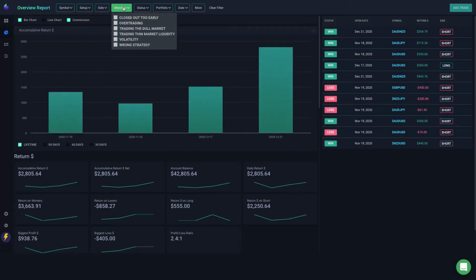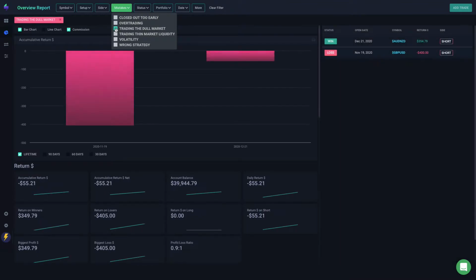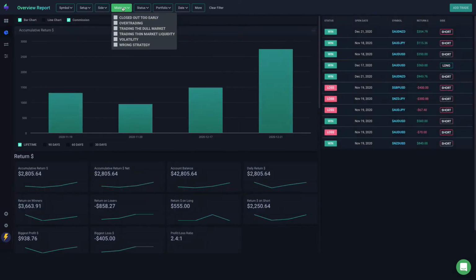I also like the fact that I can do things by mistakes. So let's say I choose trading in a dull market, then it will tell me these are the losses that I got trading in a dull market. So the idea is to keep track of how well I'm doing, how poorly I'm doing, and what things are really causing a lot of trouble. Because, as a trader, we want to embrace our strengths, but also start cutting down on our weaknesses as well.